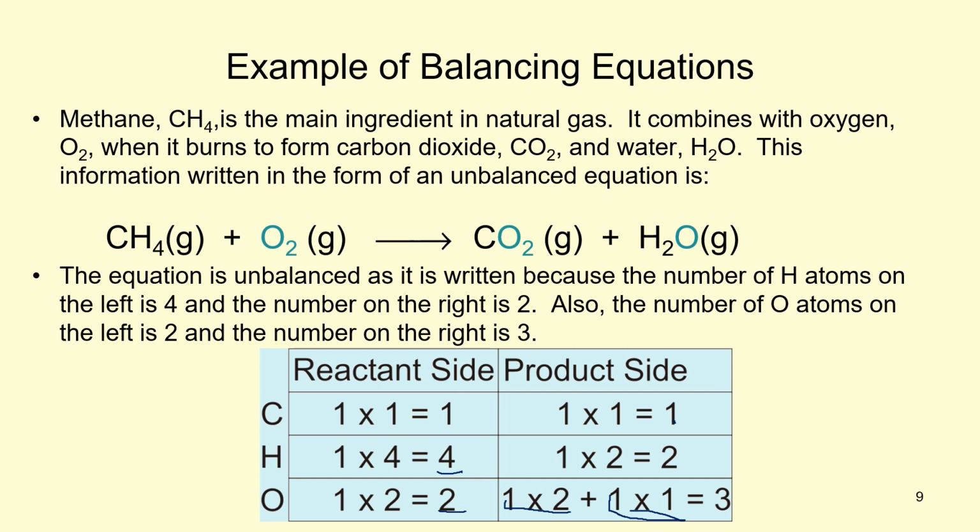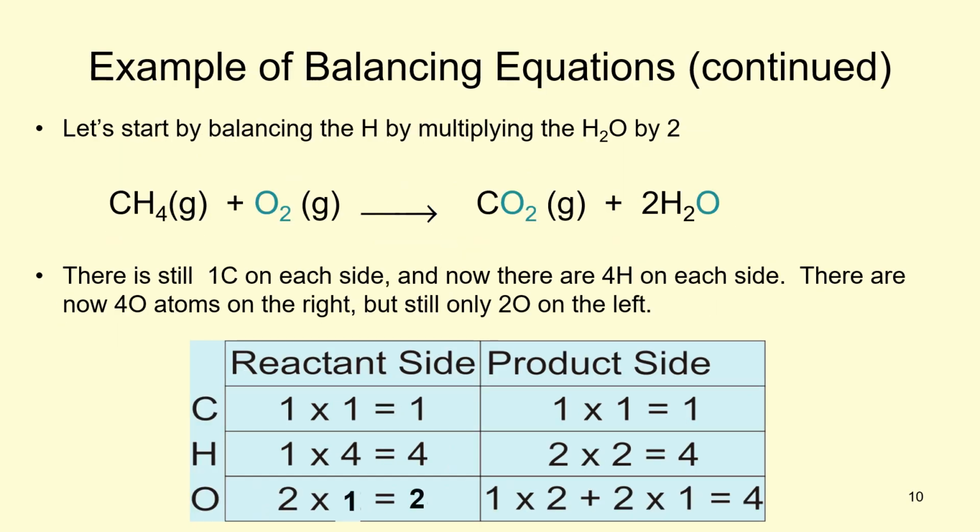If you use the guidelines, well, first of all, you don't want to start with carbon because they're already balanced. And you probably don't want to start with oxygen because, like I said, it shows up in 2 places, so you probably want to wait. So I would start with the hydrogen. If I balance the hydrogen, the best thing I can do is to multiply the water by 2. And so now I have 4 hydrogen. I have 2 oxygen on the left, 4 hydrogen, 1 carbon.